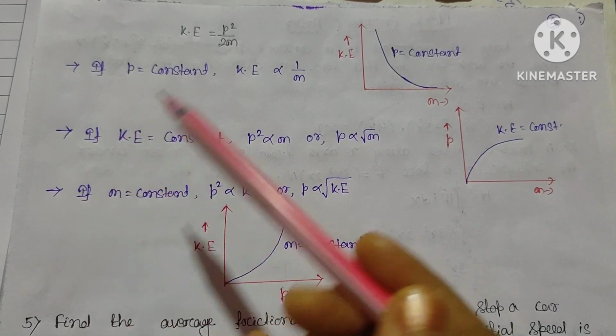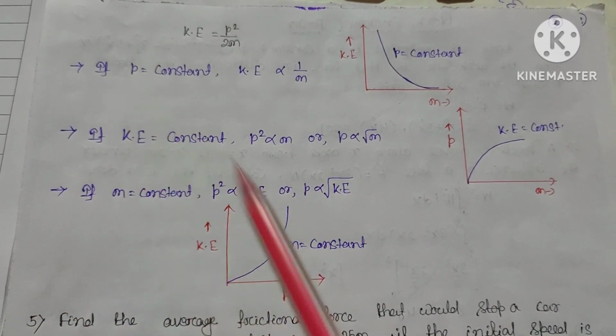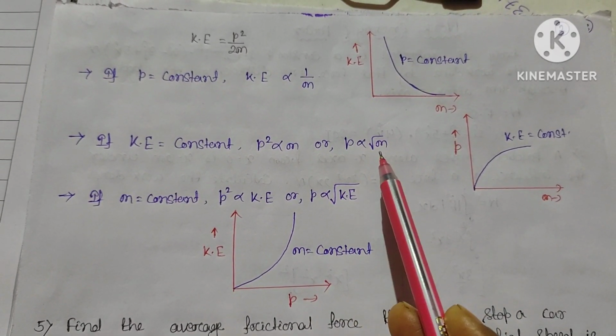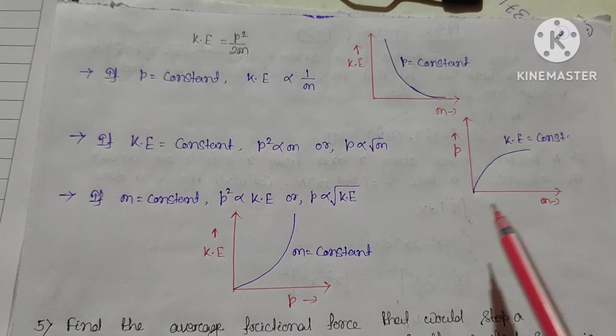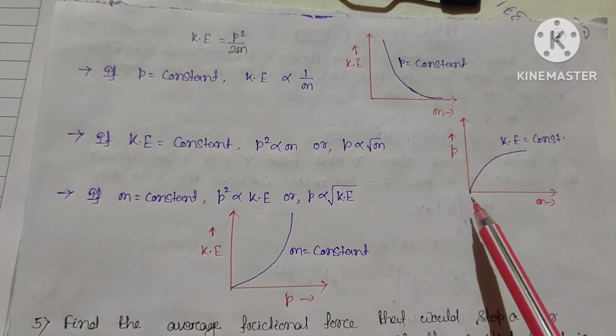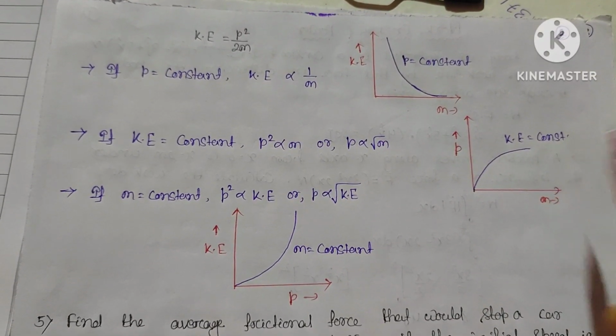And if the kinetic energy is constant, then P square equals 2mE. So P square is directly proportional to m, or we can show that P is proportional to root over m, or otherwise we can plot the graph between P and m. So the P versus m graph will be like this when kinetic energy is constant.